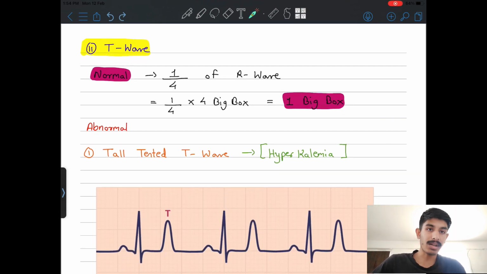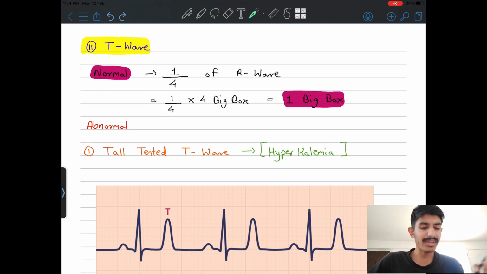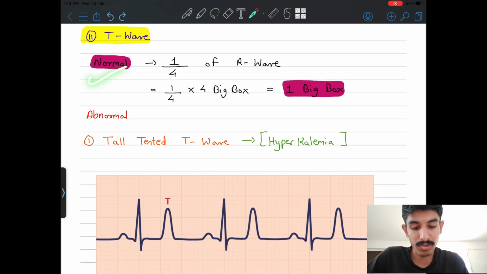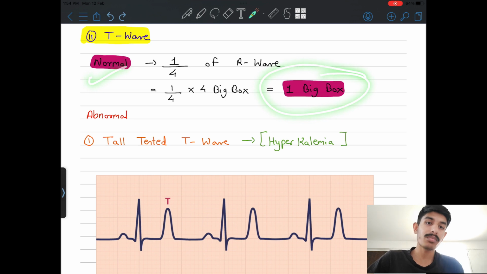And this is the last part now, the T wave, which is the last part of our ECG, and it is so easy. There is no mugging up or anything. You must remember what a T wave is. T wave is 1/4 of the R wave. R wave, as I told you, is 4 boxes of height. So 1/4 means one part, like one big box is the height of the T wave. So as I wrote here, normal height of the T wave is one big box.